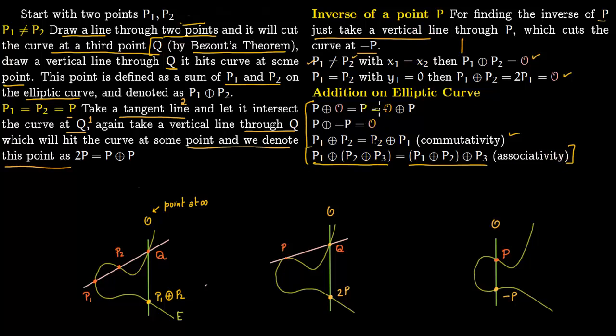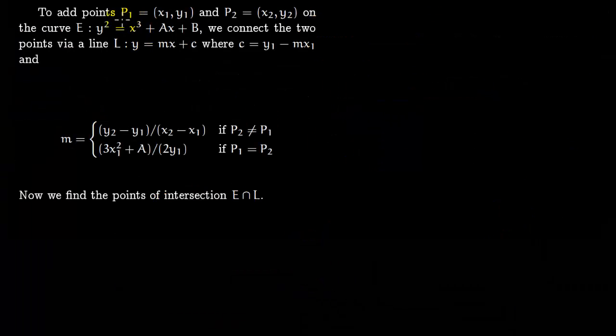So let us now describe this entire process algebraically. Say the points are P1 is (x1, y1) and P2 is (x2, y2), and they are on this elliptic curve E: y squared is equal to x cubed plus ax plus b. Then you can connect these two points via a line L, y equals mx plus c, where m is the slope of our line. This point is already given to you, so if you can compute this slope, then you know that c is equal to y1 minus mx1. We just rearrange this. So we have to compute this slope.